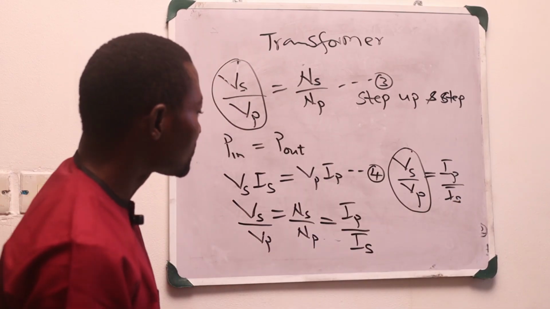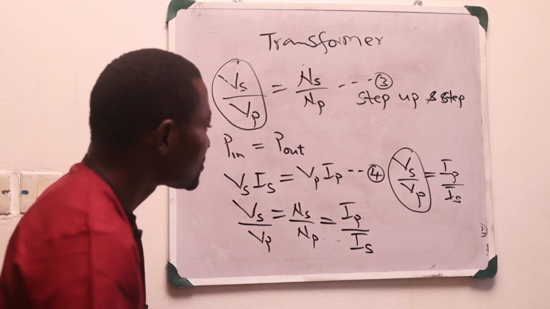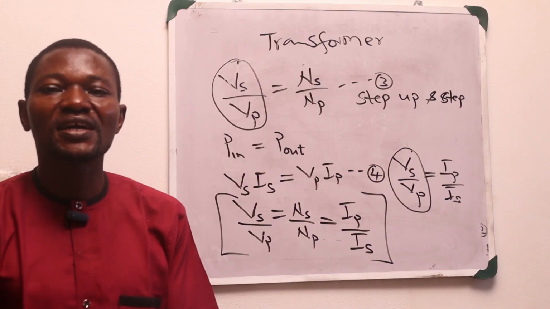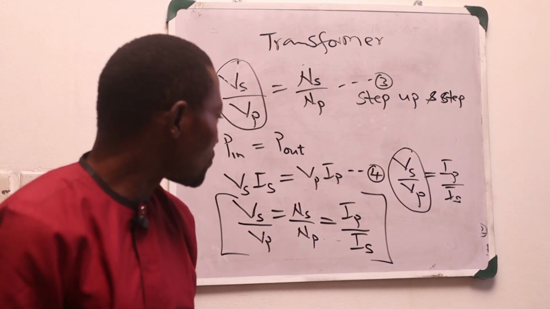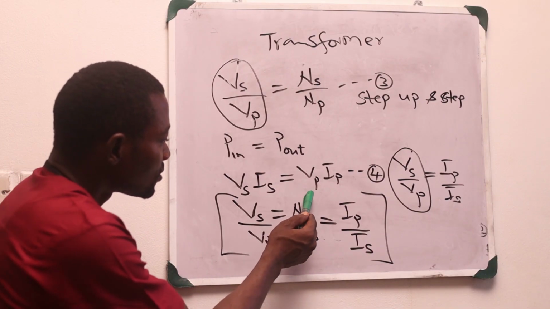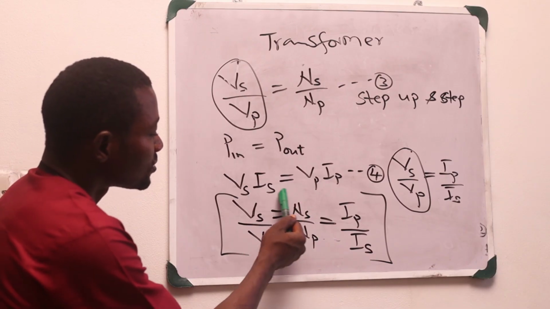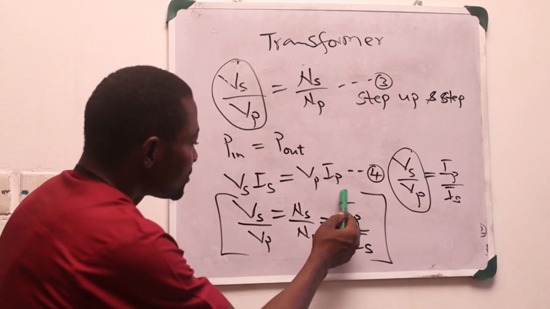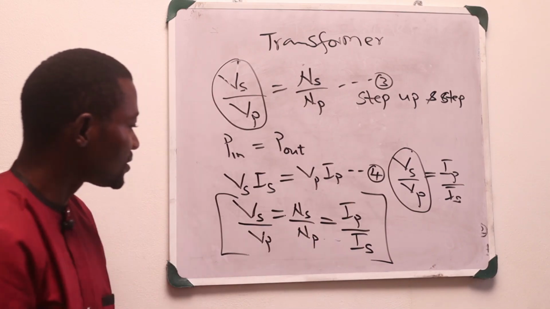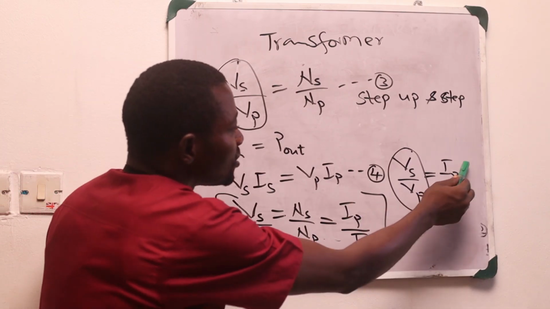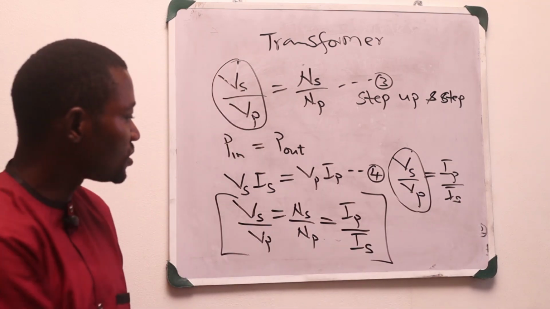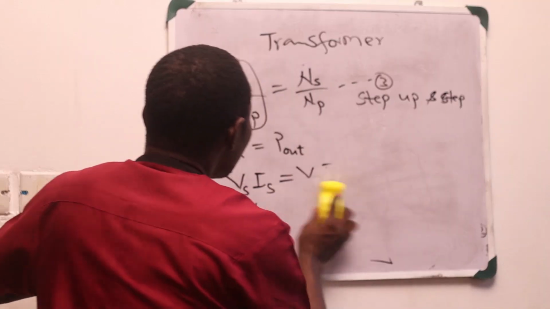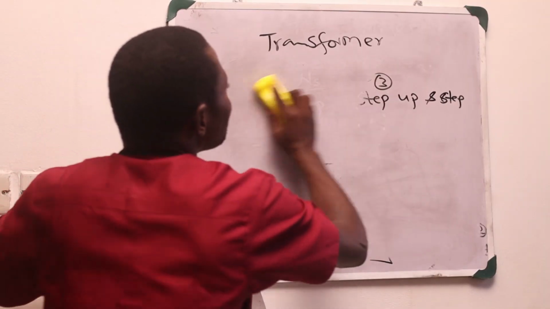So let's go further. These three parameters, this equation is very, very important as far as transformer is concerned. At times, we may be given three parameters, we have to find the fourth one. At times, we may consider this side. At times, it may just be this. So this expression is very, very important. Next, let's look at types of transformer.